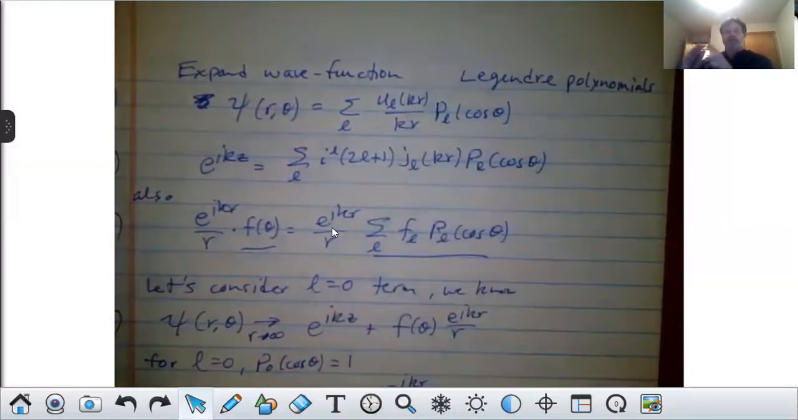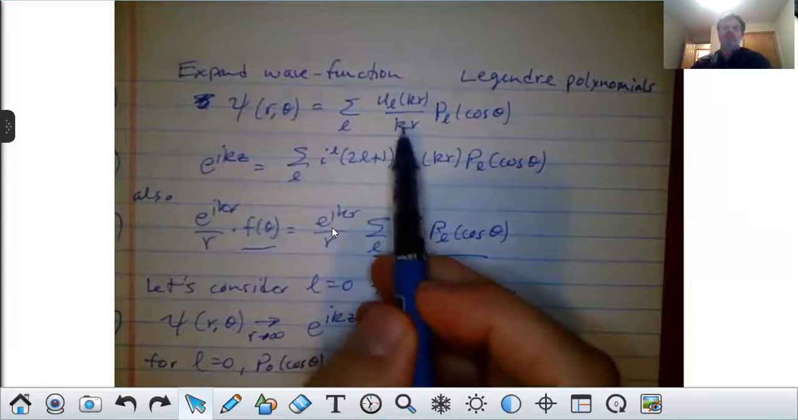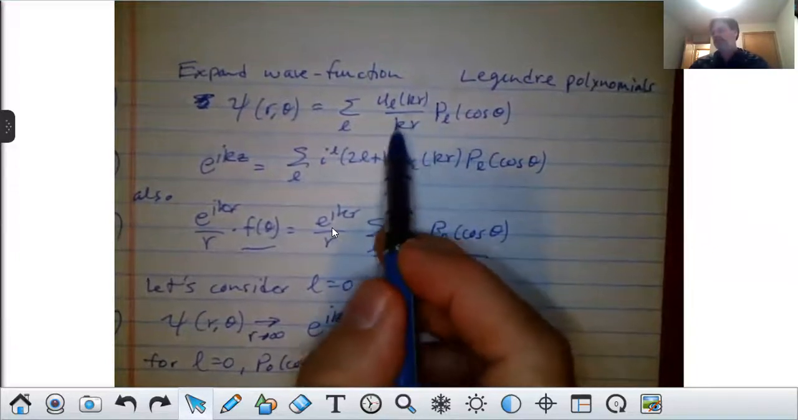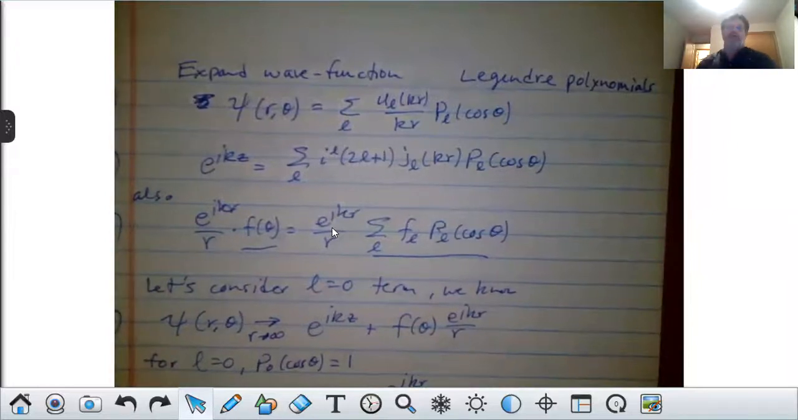Now k again is that square root of 2mE over h bar squared. It's the wave number, and it depends on the energy. The reason I can do this is that when you plug this into the Schrodinger equation, the k and the r cancel out, and you get the same equation for the radial functions. So they satisfy the same equation.